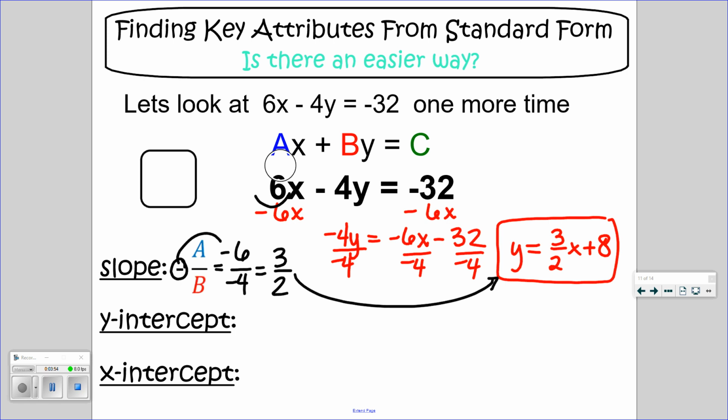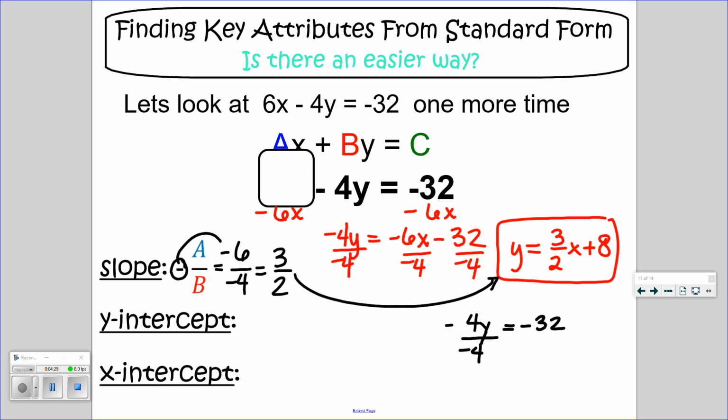So when I take a look at what the x-intercept is and what the y-intercept is, again, we talked about the x-intercept being where y is 0 and the y-intercept being where x is 0. So when I go to find the y-intercept, if I took away this piece, in other words, make it 0, then I just have negative 4y equals negative 32. I would solve it by just dividing both sides by negative 4 and get that y was 8. As you can see, it's the same answer. So that's just a little cheat that you can do to get the y-intercept.